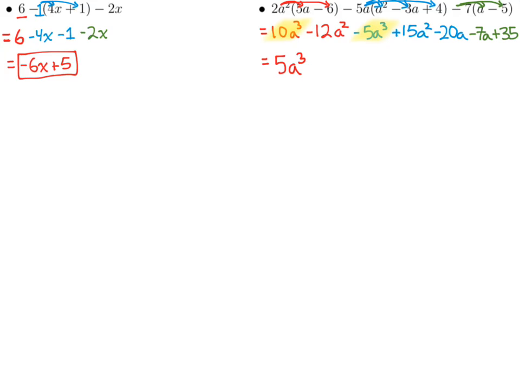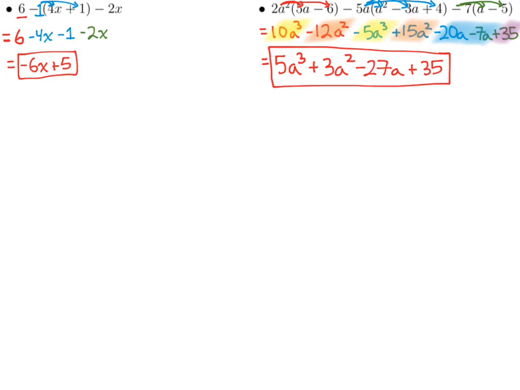Now if we add like terms, I'll go a little bit more slowly here because there's a whole lot of stuff going on. 10a cubed and negative 5a cubed together add to 5a cubed. Negative 12a squared and 15a squared add together to make 3a squared. Negative 20a minus 7a are like terms. That creates negative 27a. And then finally 35 is lonely, but it should still be included as well. So it ends in plus 35.